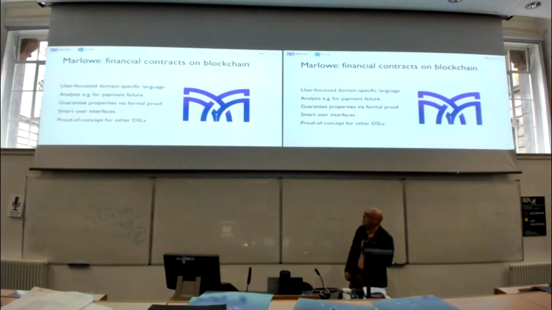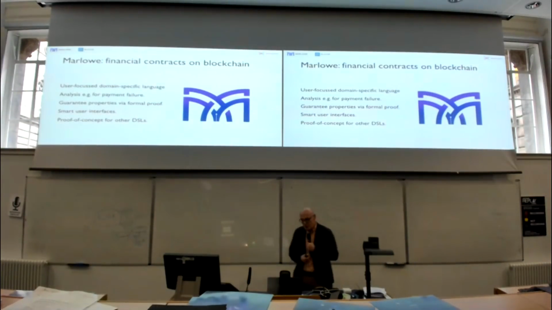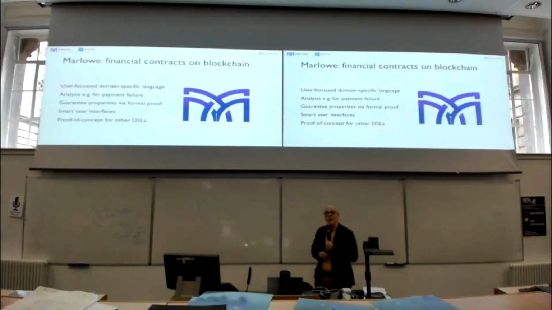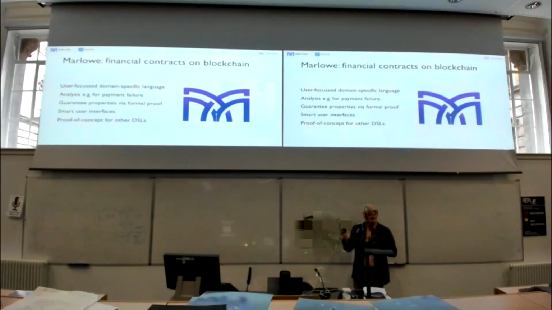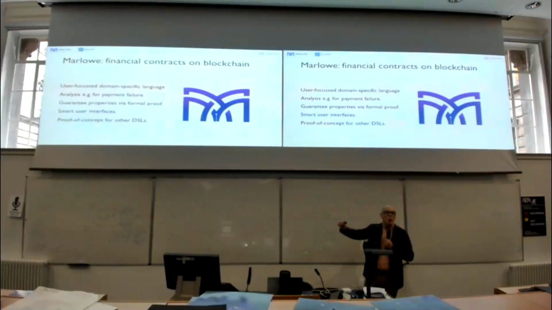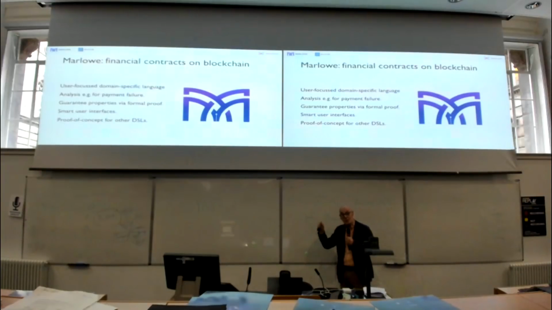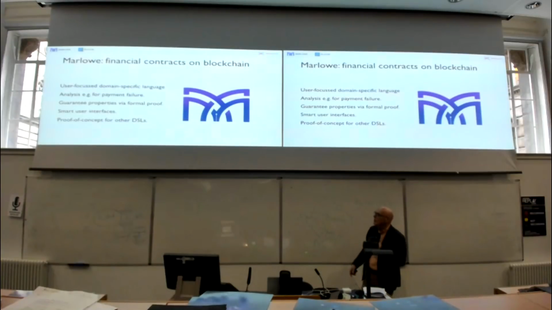To conclude, this is what we've done. We've got a user-focused DSL. We can provide analyses. We can provide guarantees by formal proof. We can do user interfaces. And as a final point, we see it as a proof of concept for other DSLs. We've shown that you can work successfully with a model where we run these in a very lean way. We have a single Plutus contract that executes all the Marlowe contracts. Of course, it might be better to compile individual Marlowe contracts. That's something else to look at. But we can see this as a proof of concept for other DSLs.